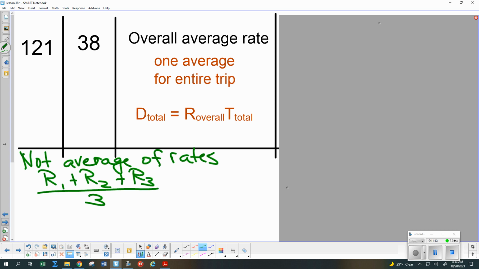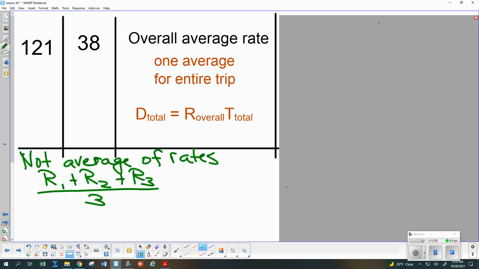Because maybe I'm going at 80 miles an hour for 5 minutes. But I'm going at 60 miles an hour for 3 hours. That different amount of time, different distance at that different rate carries more weight when we're doing the overall average.